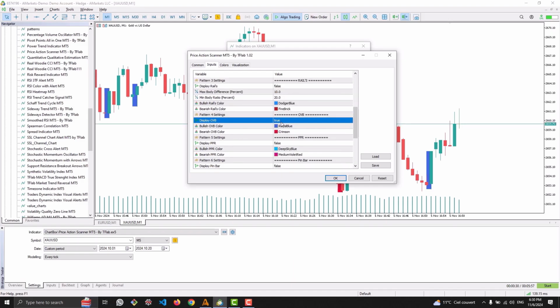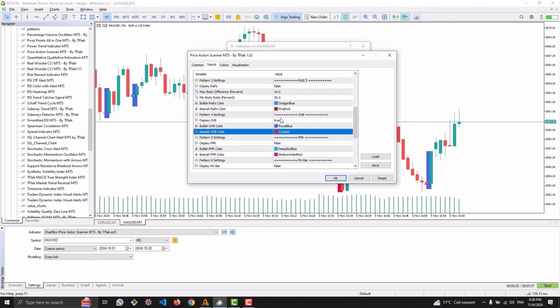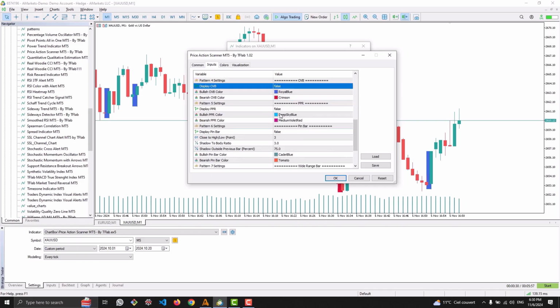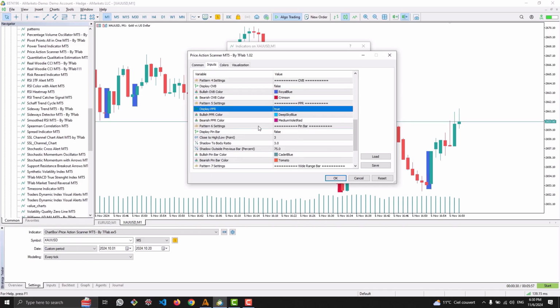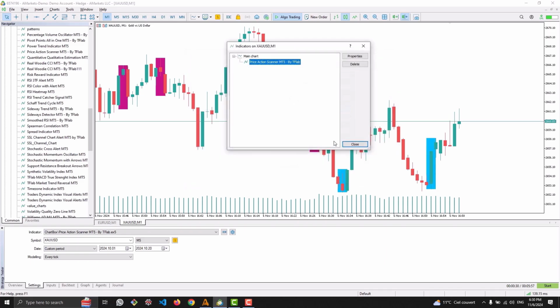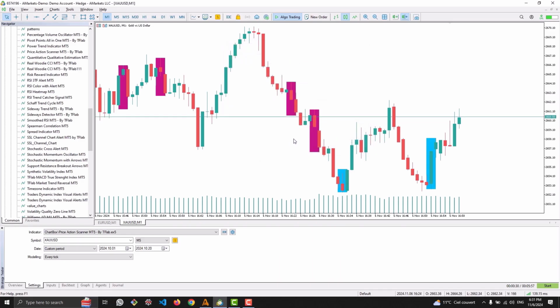The available options include displaying this pattern on the chart, the color for the bullish state, and the color for the bearish state. The next pattern is the pivot point reversal, which we can see on the chart. This pattern consists of 3 candles.